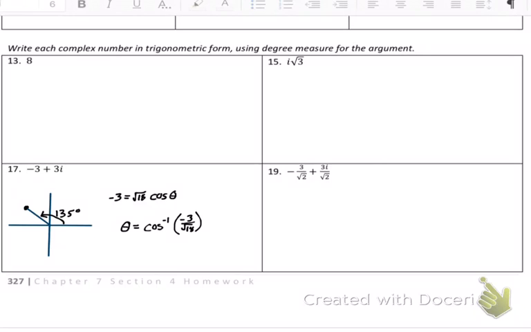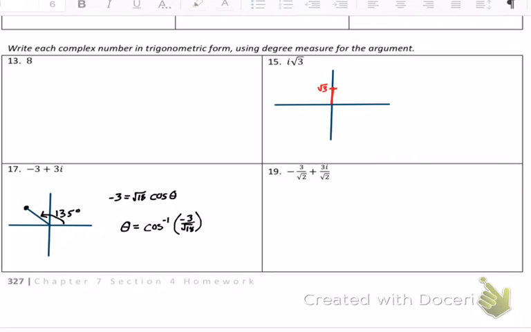Yeah? 15? Oh, right there. Okay, so 15 and 13 are one of those oddballs that once you know what they're asking, they're actually pretty easy questions. We don't have any real information, right? Our real is actually 0 because it's 0 plus square root of 3i. So that means we're just going up square root of 3 units. How long is that line?